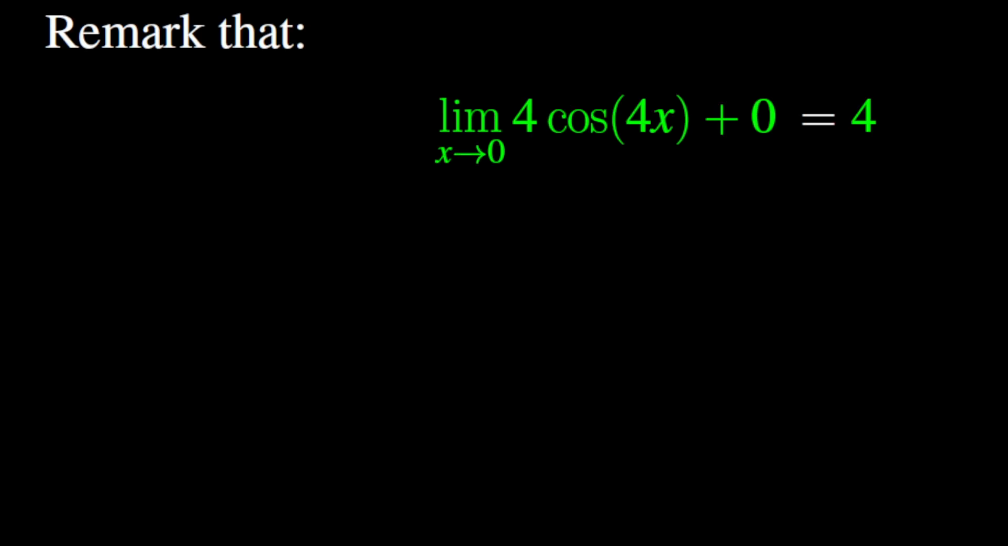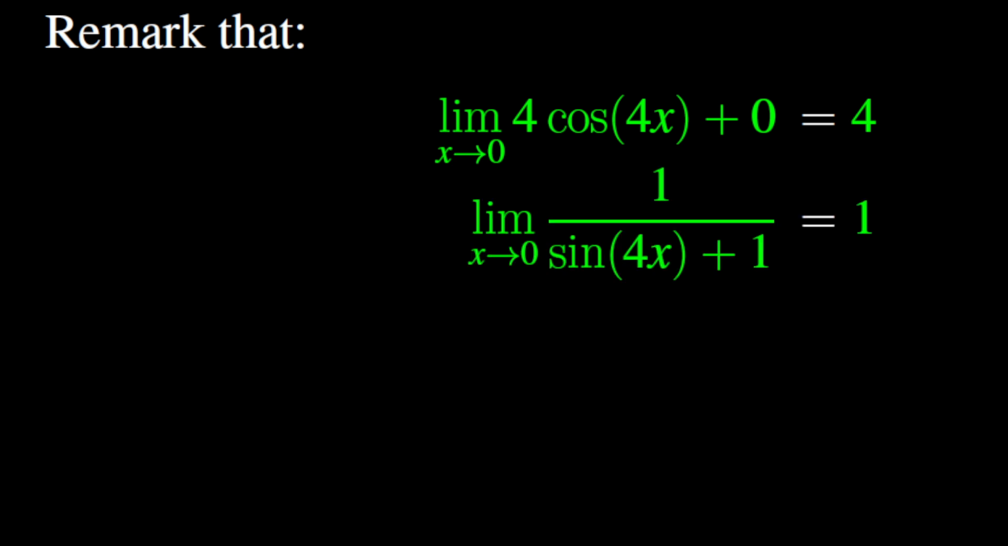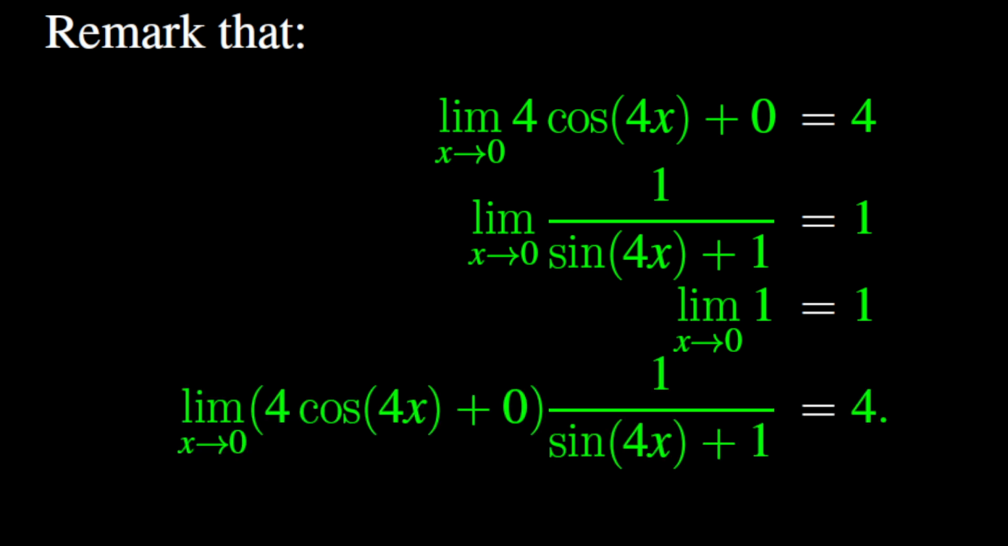The limit as x goes to 0 of 4 times cosine of 4x, plus 0 is 4. The limit as x goes to 0 of 1 over sine of 4x, plus 1 is 1. The limit as x goes to 0 of 1 is 1. Consequently, the limit as x goes to 0 of the function 4 times cosine of 4x, plus 0 times 1 over sine of 4x, plus 1 is equal to 4.